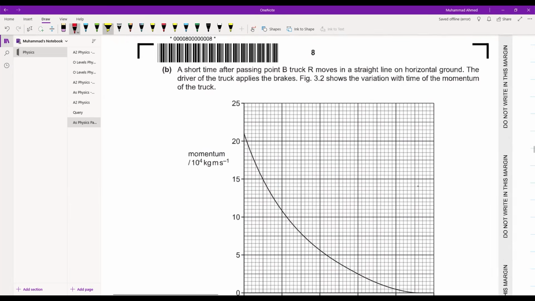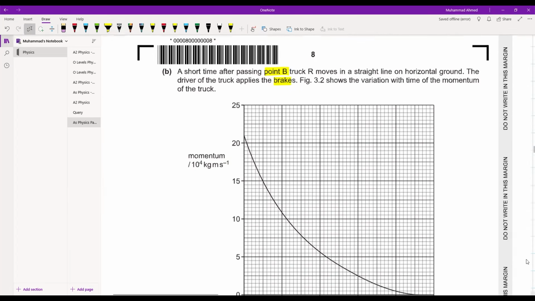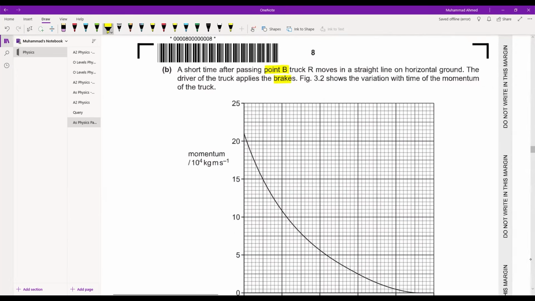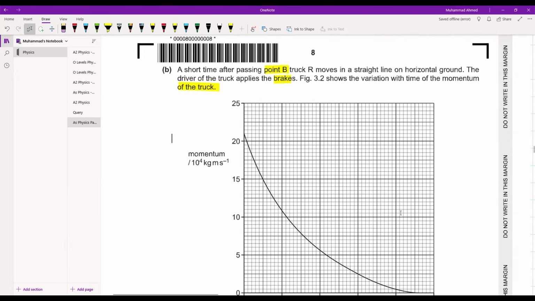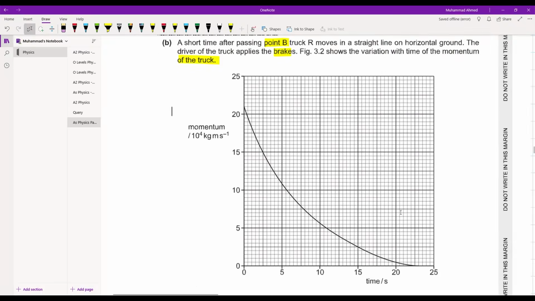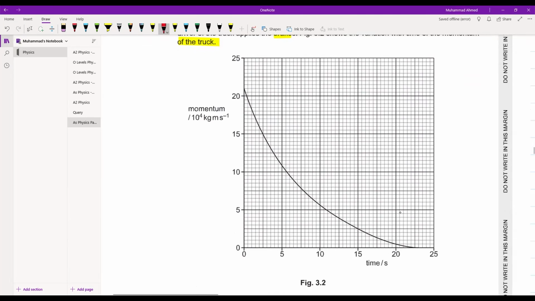A short time after passing point B, truck R moves in a straight line on horizontal ground. The driver of the truck applies the brake. Figure 3.2 shows the variation with time t of the momentum of the truck. So this is how the momentum of the truck is varying with time. This is for truck R.